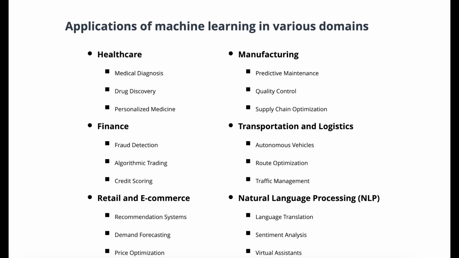Natural language processing. Language translation. ML models translate text and speech between different languages with high accuracy, enabling cross-cultural communication and breaking down language barriers. Sentiment analysis. Machine learning algorithms analyze text data from social media, reviews, and customer feedback to extract sentiment and gauge public opinion about products, services, or events. Virtual assistants. ML-powered virtual assistants like Siri, Alexa, and Google Assistant use NLP techniques to understand and respond to natural language queries, perform tasks, and provide information.